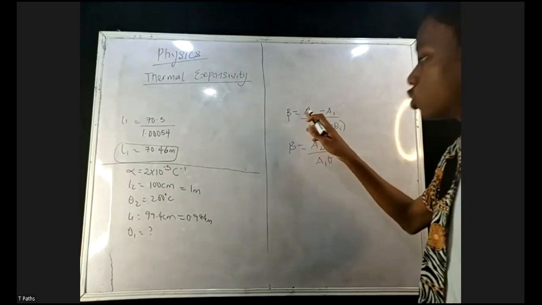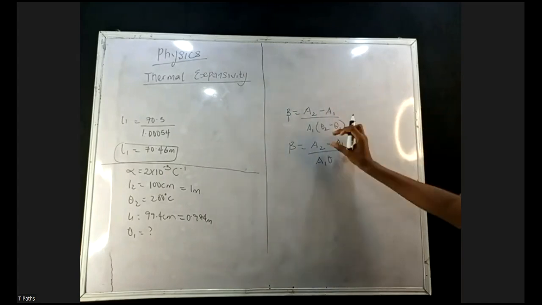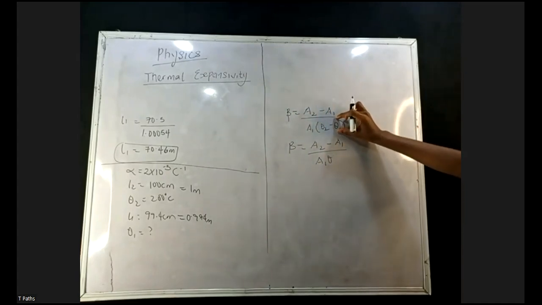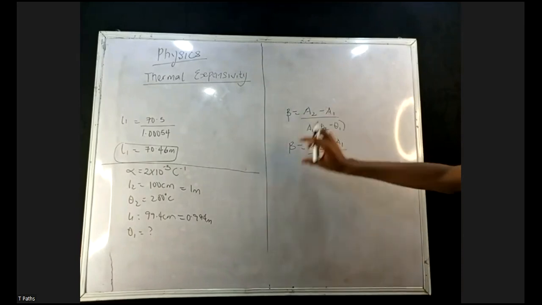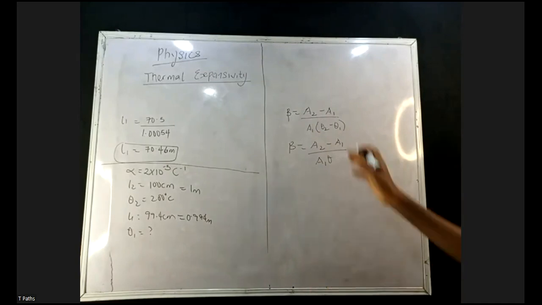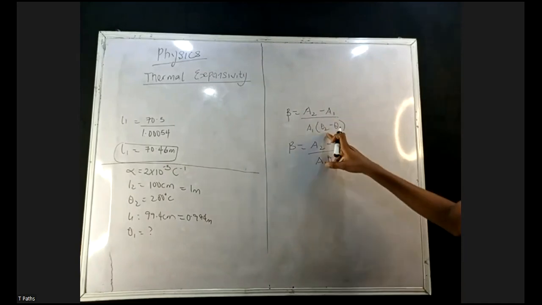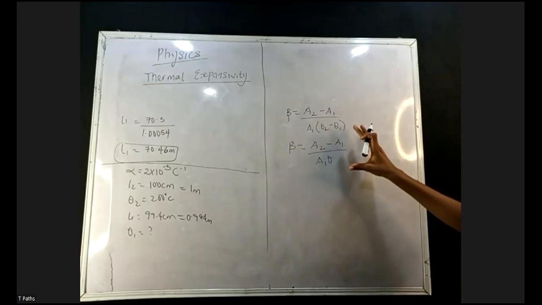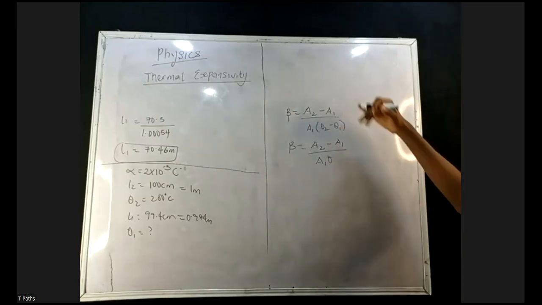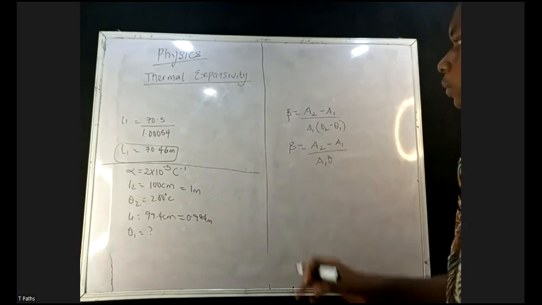Now I have A2. A2 is the area at temperature 2, while A1 is the area at temperature 1. A1 is my area, and beta is my area expansivity. Theta is simply the change in temperature, theta 2 minus theta 1. I can write it as this, or I write it as this, depending on how my question comes up. So these are the two formulas you can use. They are basically the same thing. You can use this or use this.